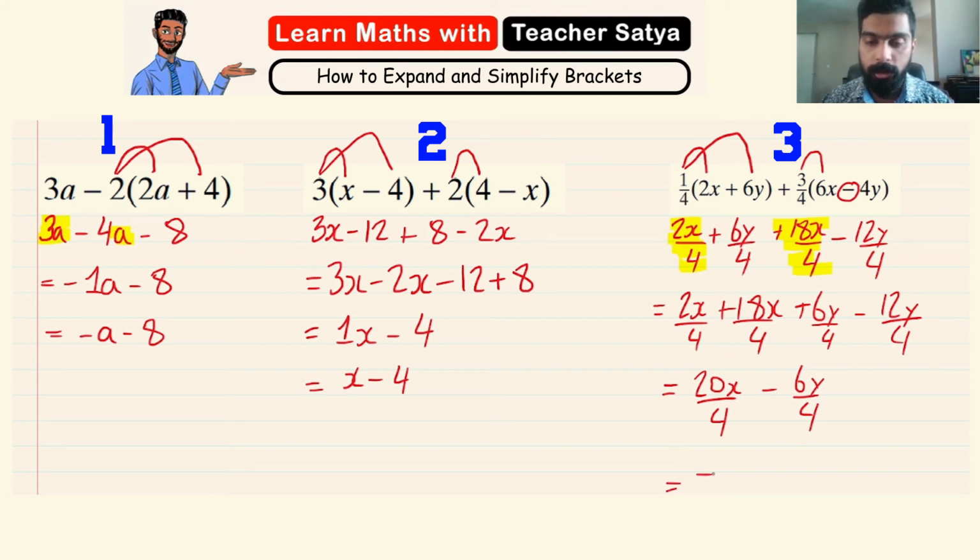Now let's simplify this fraction. 20 over 4 is going to give us 5, so 20x over 4 will give us 5x, minus. Now we see that 6 and 4 can be simplified by 2. So 2 times 2 is 4, 2 times 3 is 6. Therefore, we have 5x minus 3y over 2. And that is how we expand brackets and simplify the question.